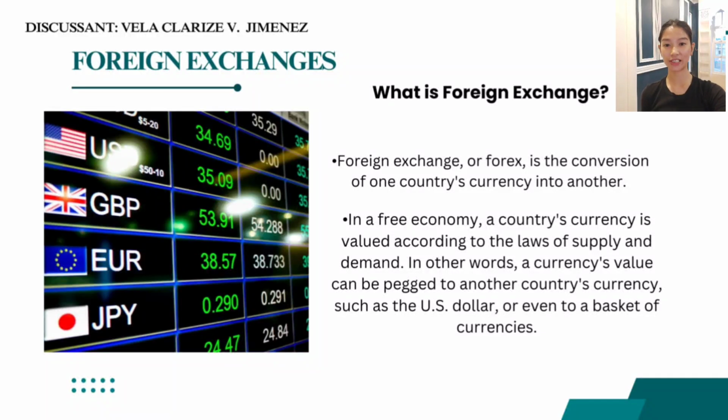And now let us proceed to the foreign exchanges. So what is foreign exchange? Foreign exchange or forex is the conversion of one country's currency into another. In a free economy, a country's currency is valued according to the laws of supply and demand.